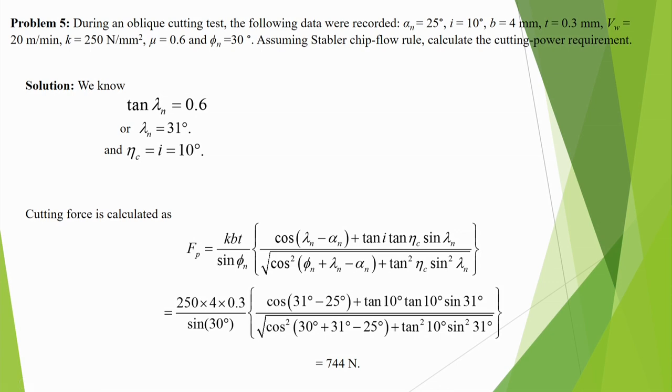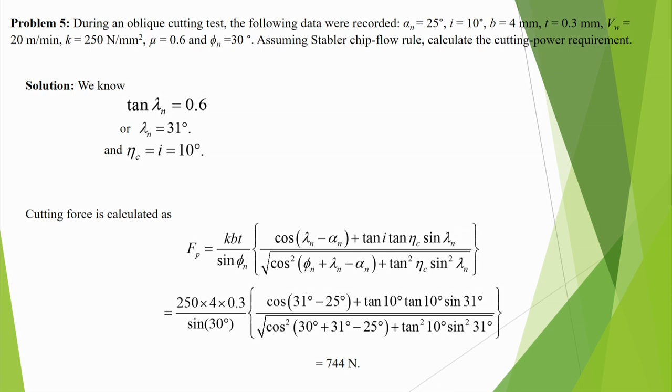During an oblique cutting test, the following data was recorded. Alpha n is equal to 25 degree, I is equal to this much, b is equal to 4 mm, t equal to 0.3 mm, Vw is equal to 20 meter per minute, and k is equal to 250 Newton per mm square, that is the shear stress, and mu is equal to 0.6, I is equal to 30 degree. Assuming Stabler's chip flow rule, calculate the cutting power requirement.